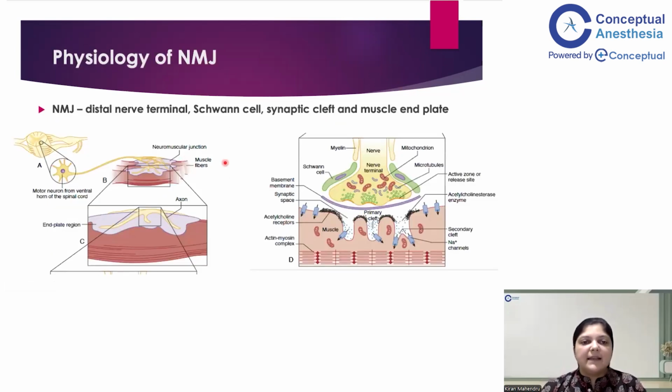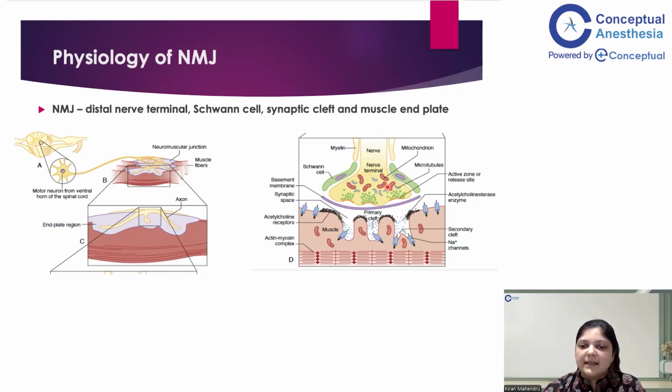So coming to the basic physiology of the neuromuscular junction, we know that the motor neuron comes from the ventral horn of the spinal cord, where it gives various branches, which then innervate multiple muscle fibers. This motor neuron, along with the muscle fibers that it innervates, forms a motor unit. Now, a neuromuscular junction is basically formed by a distal nerve terminal, the Schwann cells which cover the distal nerve terminal, the synaptic cleft, and the muscular end plate.